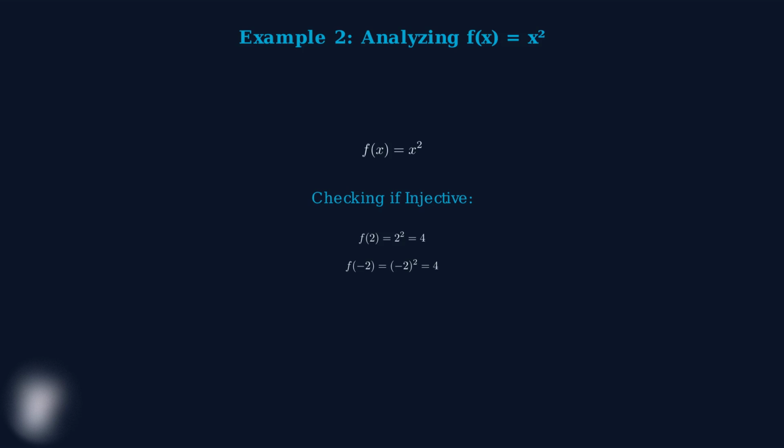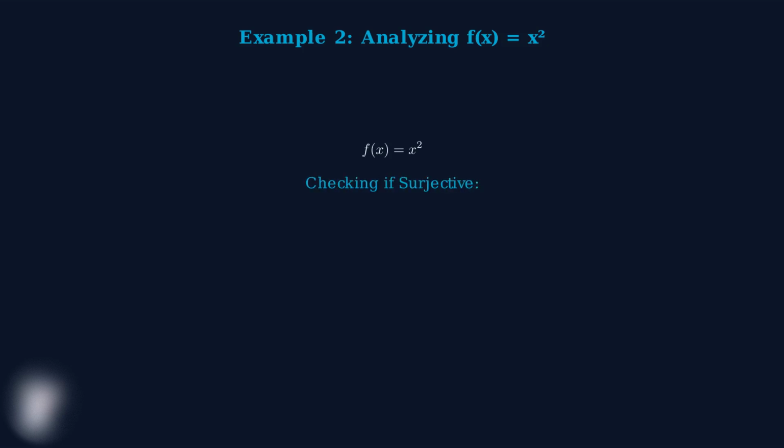Consider f of 2 and f of negative 2. We see that f of 2 equals 4, and f of negative 2 also equals 4. Since two different inputs produce the same output, the function is not injective. This means it fails the horizontal line test.